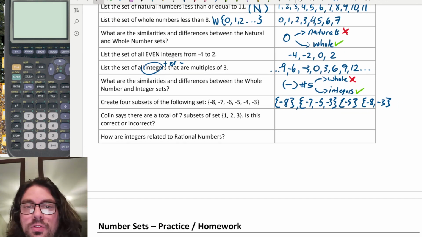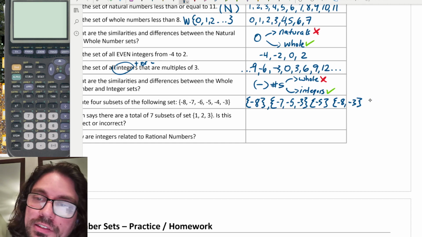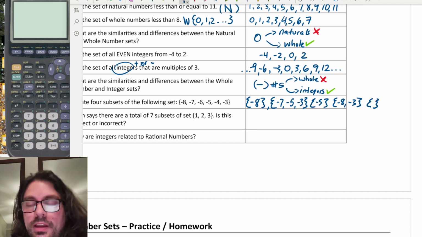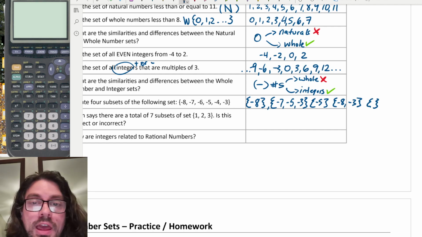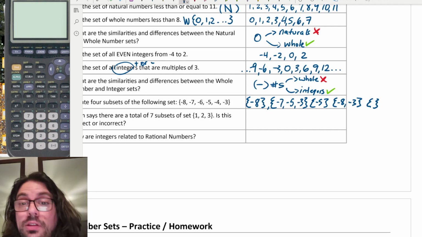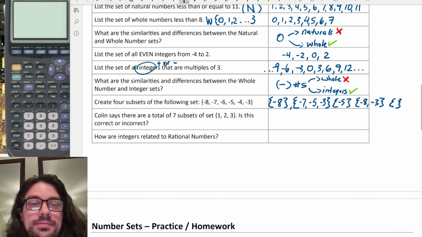There's no right answer. You could even make a subset of these that has no numbers in it. It's kind of weird, but that actually would satisfy that subset. You can make a subset that had all of them. That would still be considered a subset.